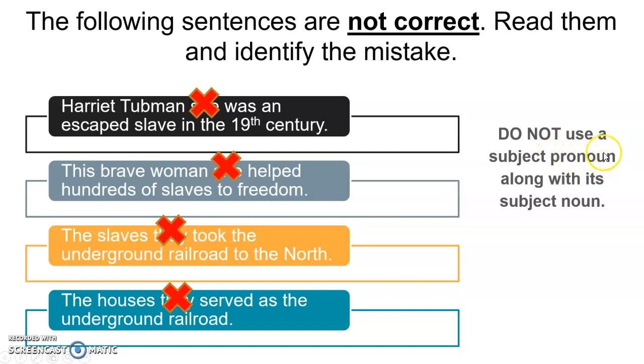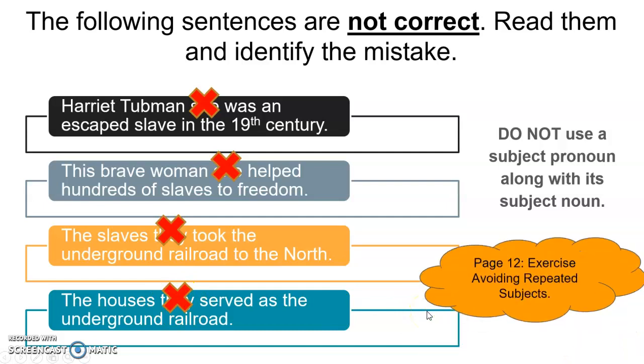We're not going to use a pronoun along with its subject noun. So if I am mentioning here Harriet Tubman, I am not going to also mention the pronoun. If I am talking about this woman, one more time, I'm not going to mention the she. The slaves, I'm not going to mention they. And then the houses, I'm not going to mention they either. So as we discussed in last class, you basically have 2 options. You can mention this, or you can mention the pronoun, but never the 2 of them. All right? One more time.